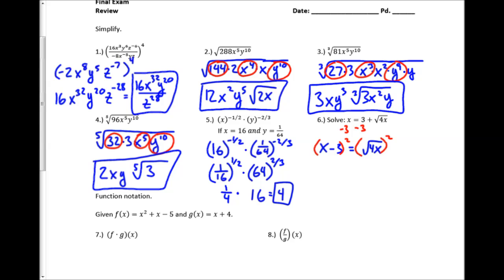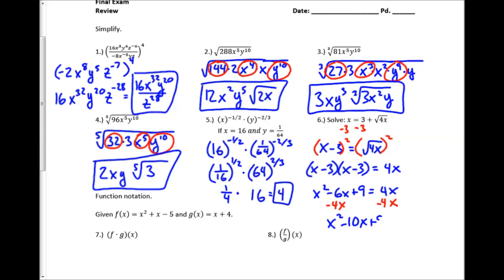Over here, when I have x minus 3 squared, that's like x minus 3 times x minus 3, which I have to multiply out. That's going to be x squared minus 6x plus 9. And now I have to subtract the 4x from each side. So I find out that x squared minus 10x plus 9 equals 0.